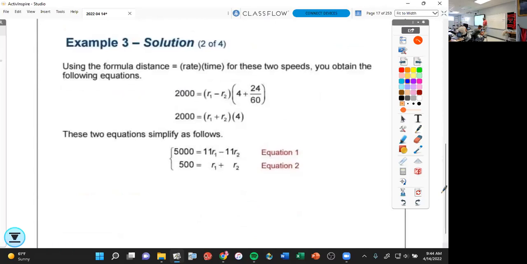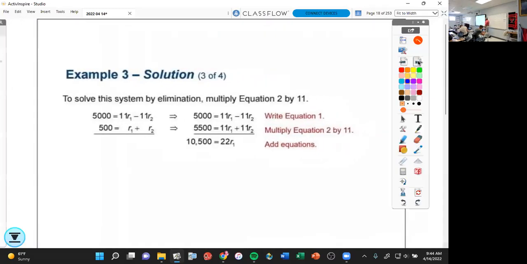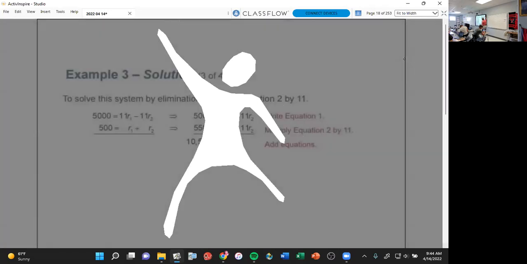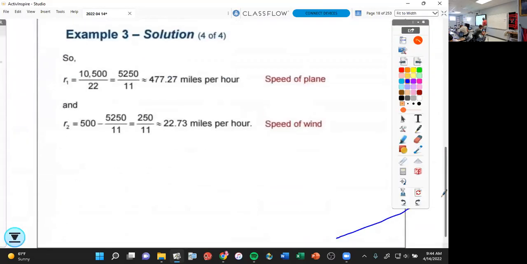Next slide. I'm moving on. Again, I'm moving on. Oops. Okay, so they got 477.27 for the speed of the plane. Once they back substitute that, they get that the speed of the wind is 22.73 miles per hour. All right, questions?